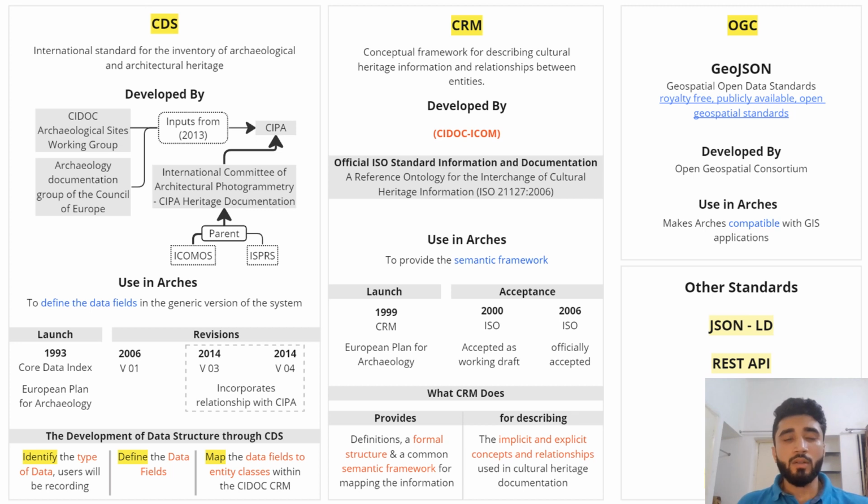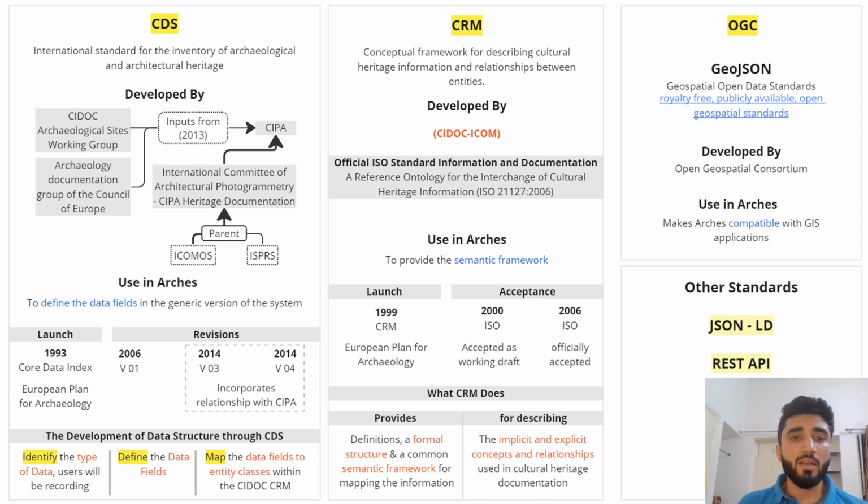Then going on to the ARCHES, which we talked about earlier, it is built on two key standards, which are core data standards and conceptual reference models. So core data standards are developed by international collaboration. CDS defines the data fields needed for recording archaeological and architectural heritage. It ensures consistency and allows data exchange across different domains.